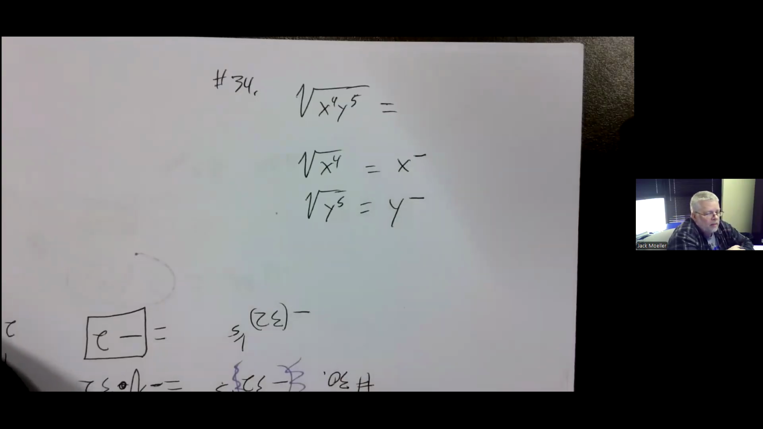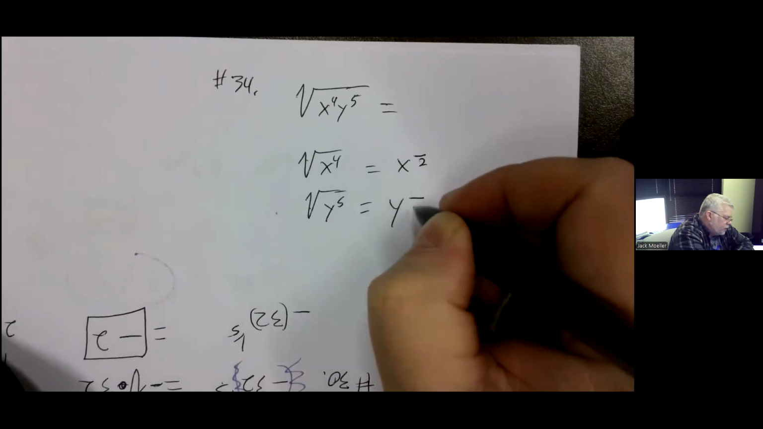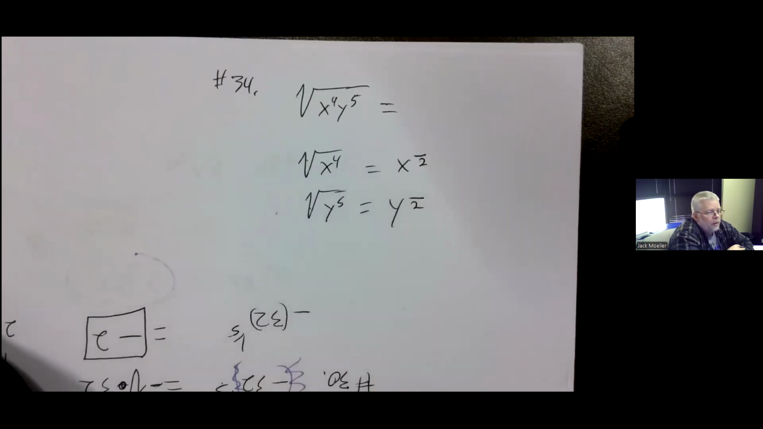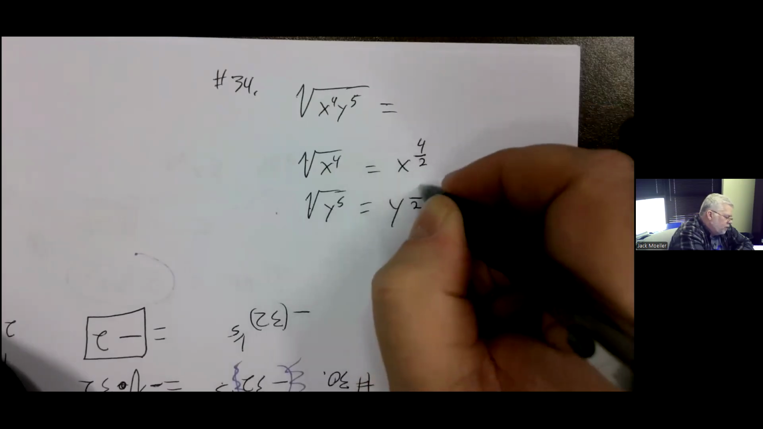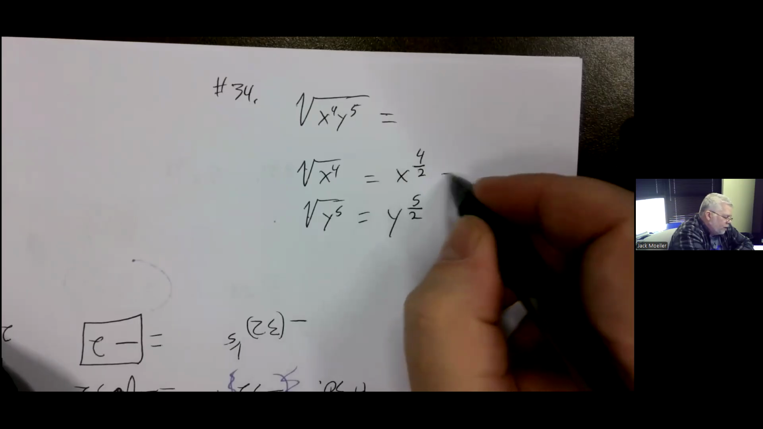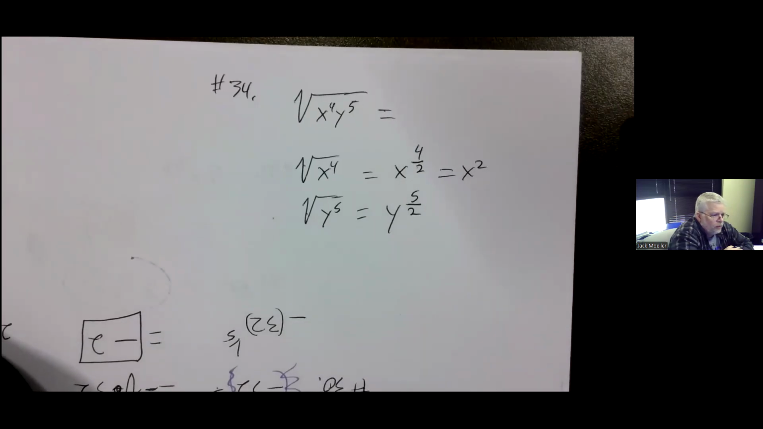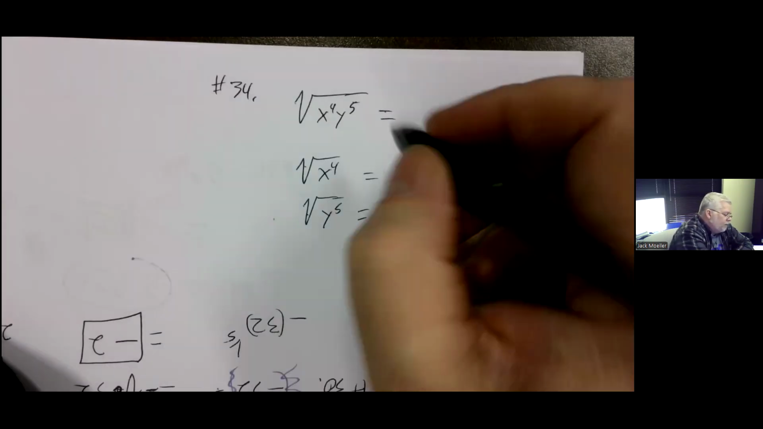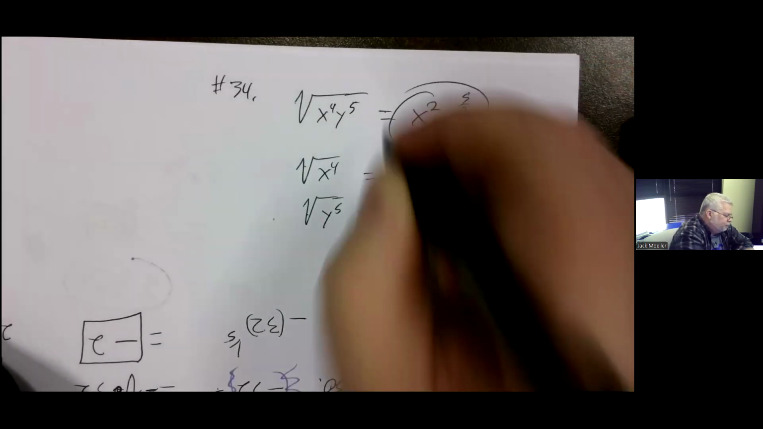So what is the denominator on both of these fractions? Well, they're both square roots, so they're both divided by 2. What is the numerator? Well, for x, it's going to be 4, y is going to be 5. Now, this we can simplify because 4 divided by 2 is 2. That doesn't simplify to a whole number, so we're going to leave it like that. The final answer would be x squared, y to the 5/2 power.